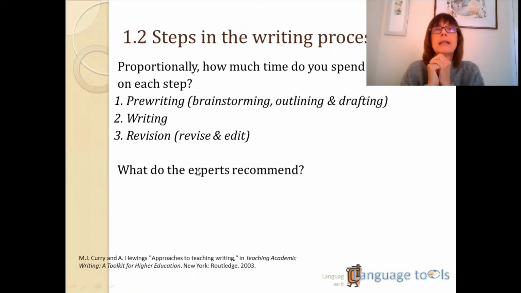So the question is, proportionally, how much time do you spend on each of these steps? Or do you skip any of these steps, okay? How much time do you spend on pre-writing, on brainstorming, outlining, drafting, deciding on your scope? How much do you spend on just writing? And how much time do you spend on your revision, okay? All right. Obviously, you are, I assume, doing this together with your team, with your supervisor, with other researchers, okay?